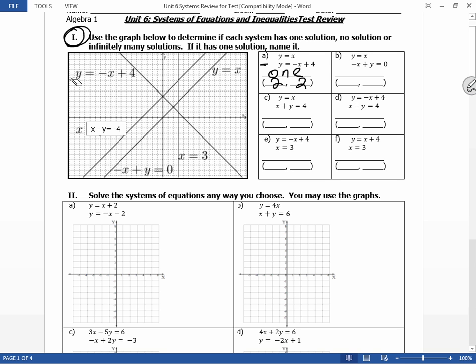For number 2, y equals x and negative x plus 0 equals 0. And what you will see is that that is actually the same line. So there are infinite solutions.